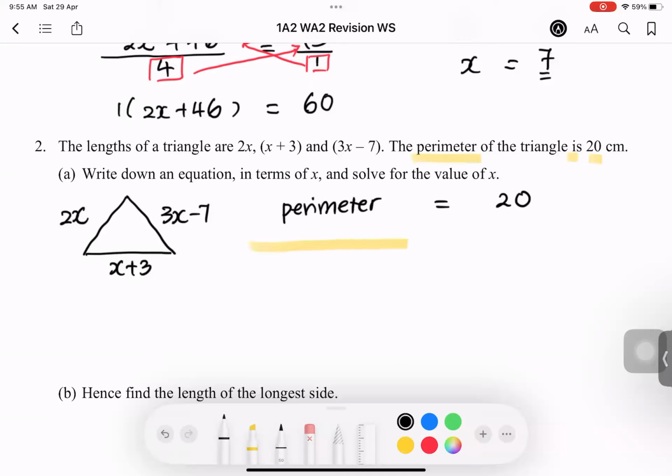What equals to 20? Anyone? Anyone? How to find perimeter? Raiden, help me how to find perimeter, Raiden.